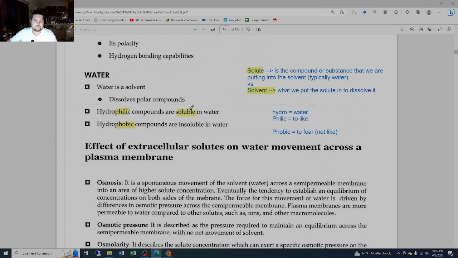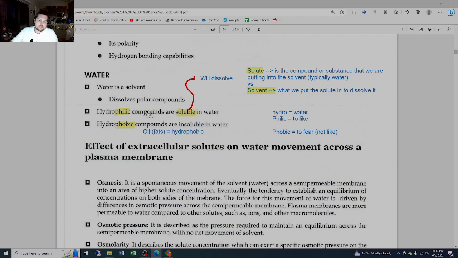Soluble means that they will dissolve, that they'll break down. If you put it into water, it breaks down. Hydrophobic compounds are insoluble in water, like oil or fats. If you've ever mixed oil and water, you'll notice that they completely separate. The oil will stay on the top and the water's underneath. If you've never seen this, go and just put some oil in water and watch it separate.